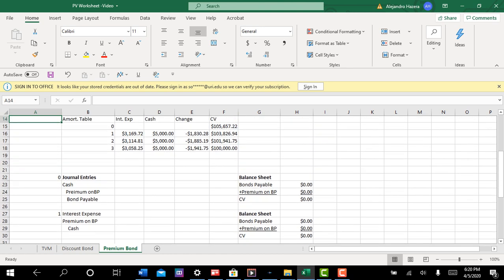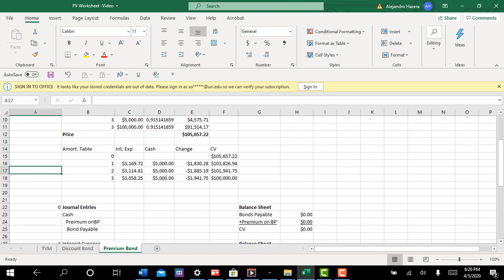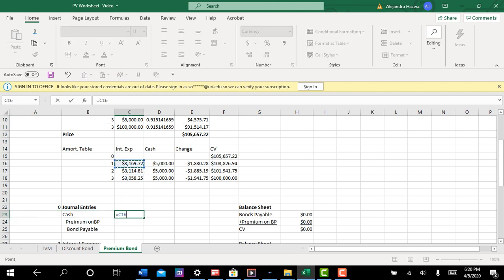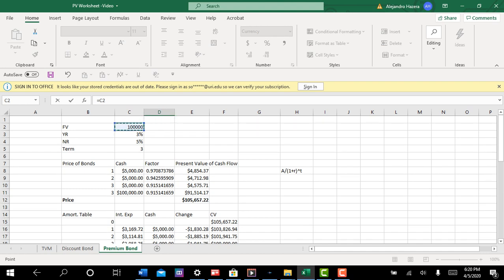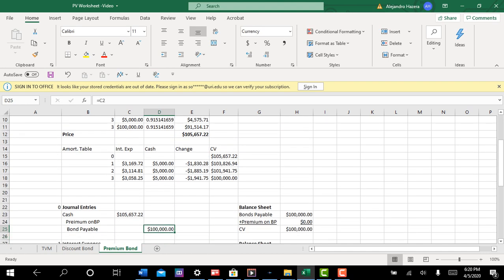Okay, and we'll see how this affects the balance sheet. Initially, we're going to get cash equal to the price of the bond, which is 105,657. So you're getting more cash than you asked for. You asked for 100,000, they're giving you more. Our bond payable, you're always going to put in there the initial face value of 100,000. And now, since we're writing the premium up, this is going to be a credit, because we're adding to the face value here.